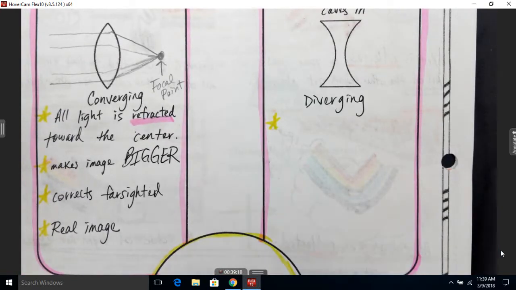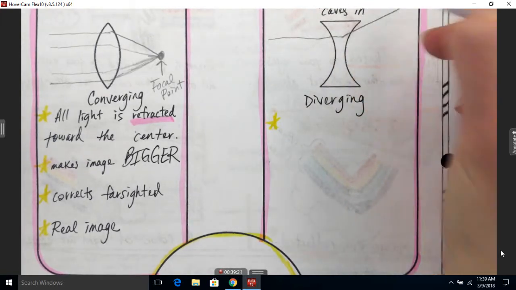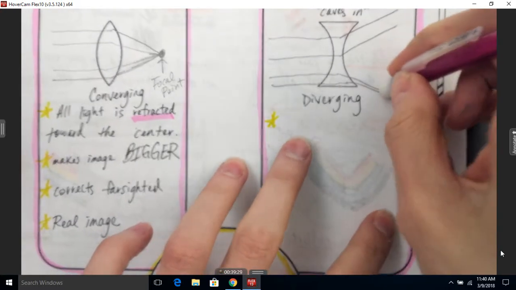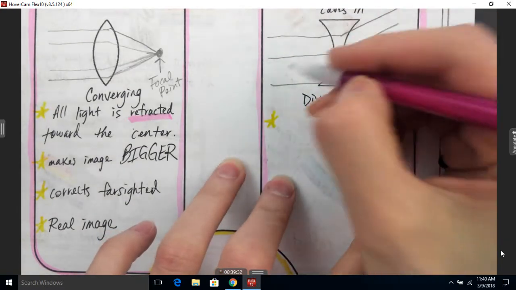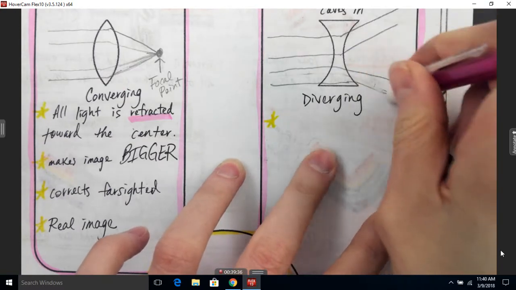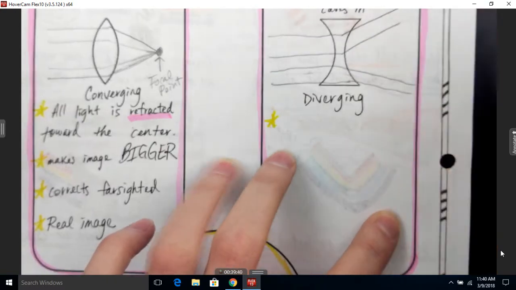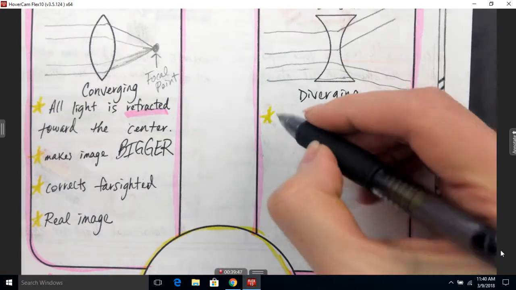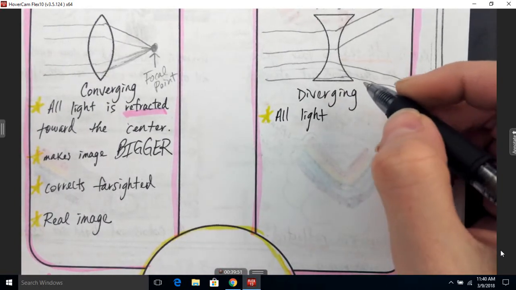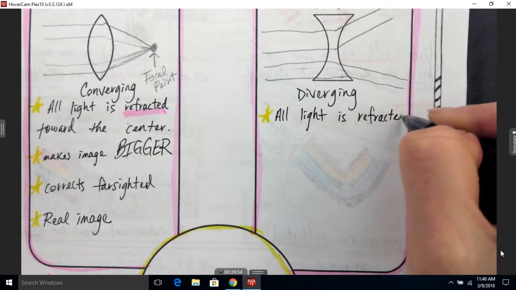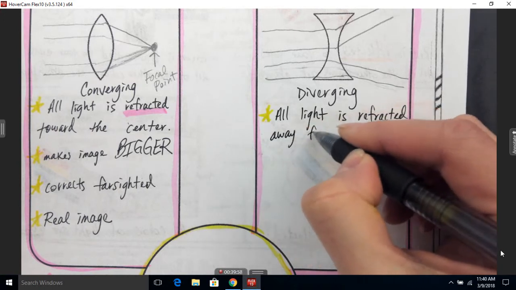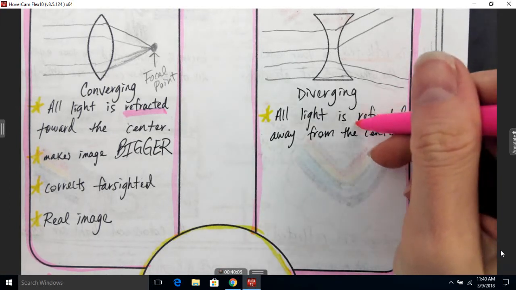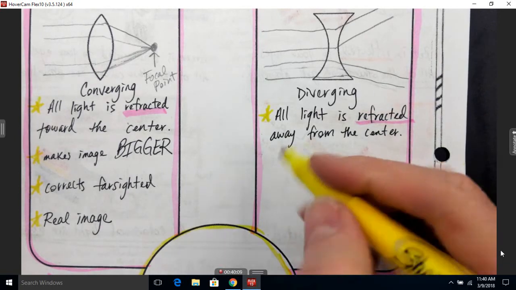Concave does the exact opposite. The light comes in and it's bent outward. Oops, I didn't draw it good. I put way too much space over there. And we don't have any light in the middle. Now we are refracting away. So what do you think our image is going to be?